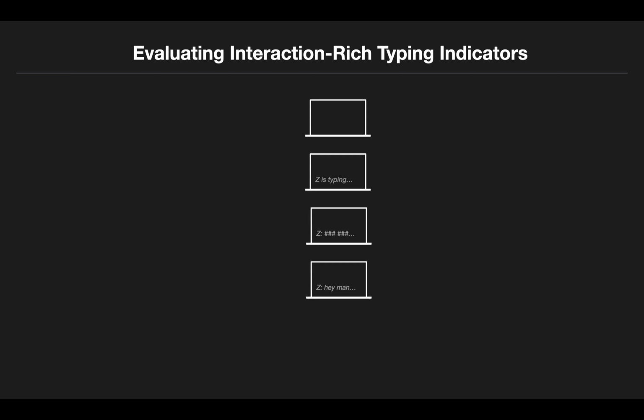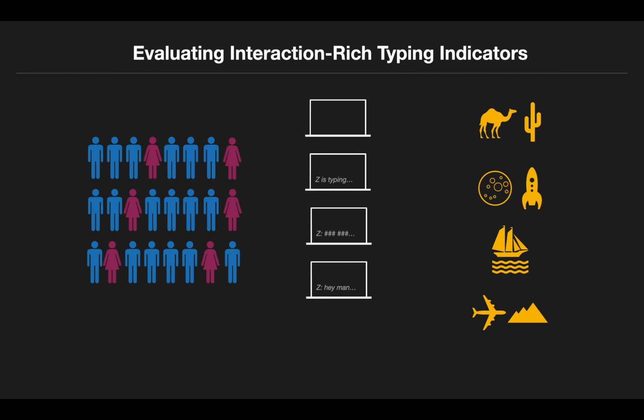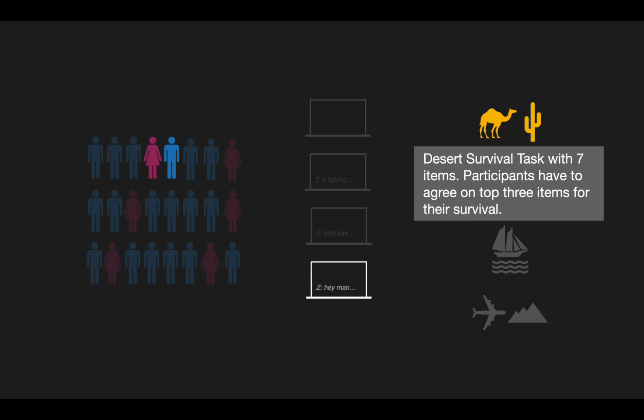After designing our typing indicator interfaces, we recruited a sample of 24 participants and adopted a remote study to evaluate and compare the four indicators by using four different survival tasks. Each participant interacted with another participant on one indicator typing interface and solved a survival task. These tasks consisted of survival based scenarios with 7 items where participants had to agree on the top 3 for their survival.